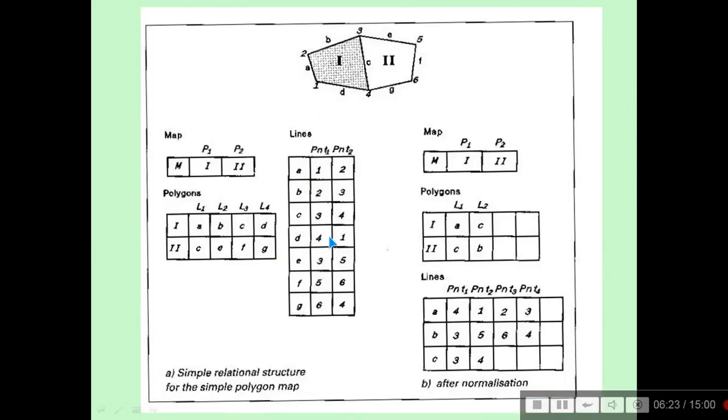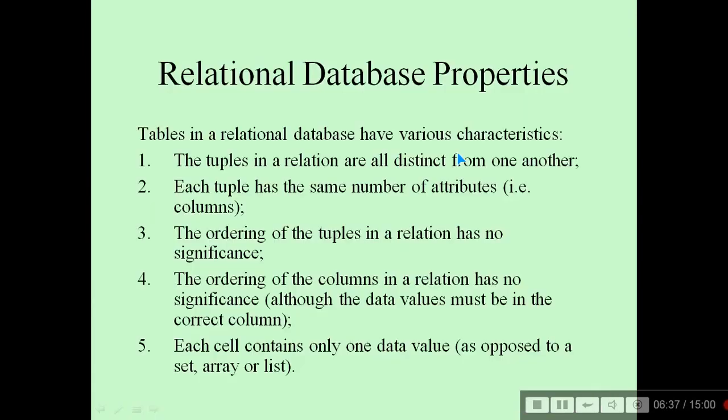So this is a type of simple relational structure for the simple polygon map, and this is after normalization. Normalization means we try to minimize certain things to have a good database management system. Then relational database properties. The tables in a relational database ought to have certain characteristics.